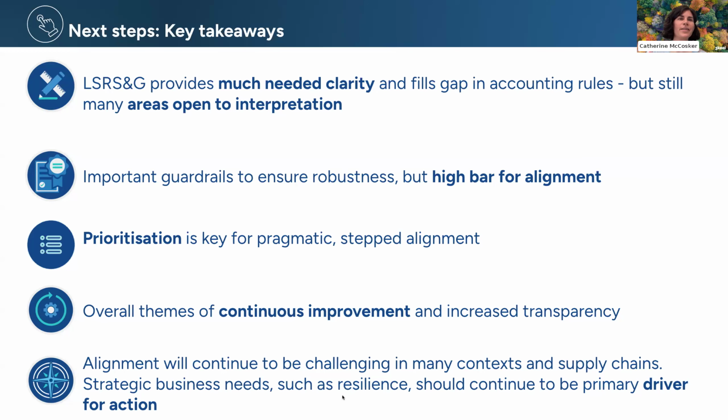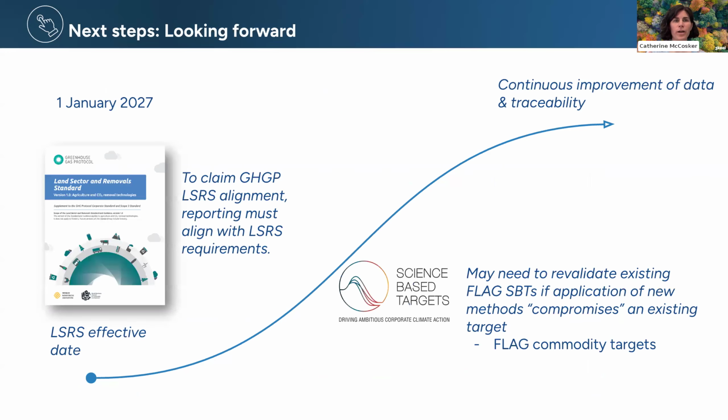In terms of the next steps, or where it goes from here, I'll talk a bit about the timeline, and then Megan will come in on the wider horizon of the landscape. So the effective date, as Megan mentioned earlier, is the 1st of January 2027. So to claim alignment at that point, on greenhouse gas, I think our view is to align, even if you're looking to align with the Corporate Standard and the Scope 3 Standard. If you have significant land-based emissions, you're also going to need to comply with the LSRS. Any claims of alignment will need to comply with these requirements.